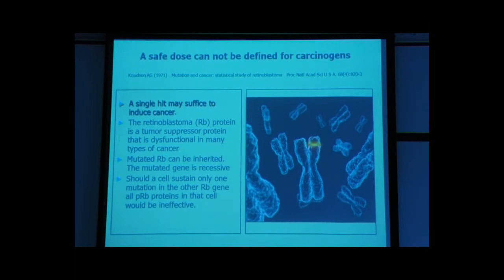A single hit may suffice to induce cancer, and this can be shown with the retinoblastoma protein, which is a tumor suppressor protein that is dysfunctional in many types of cancer. A mutated retinoblastoma gene can be inherited, and the mutated gene is recessive. So if a cell sustains only one mutation in the other retinoblastoma gene, then all the retinoblastoma proteins in that cell would be ineffective.